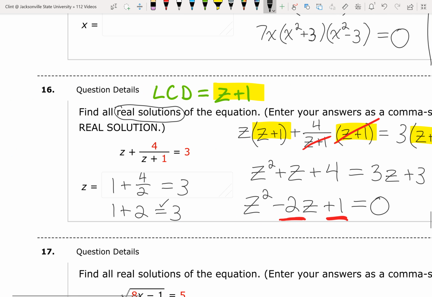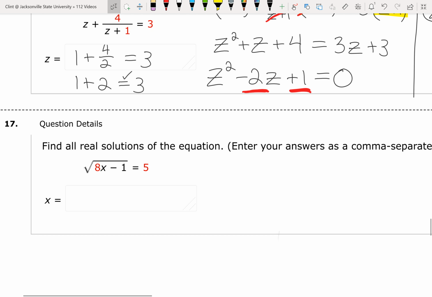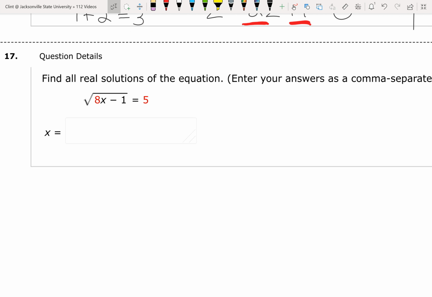All right, number 17. To find all real solutions. So again, we can ignore complex numbers. This time we have a radical equation. So we're going to raise both sides to a power once we get the radical by itself. And this is a square root, so our index is 2. That tells us what power to use.